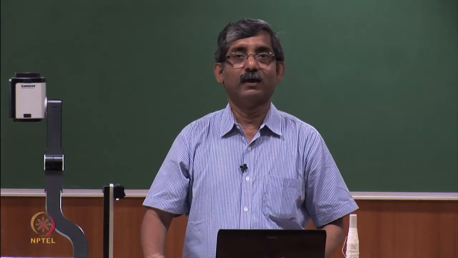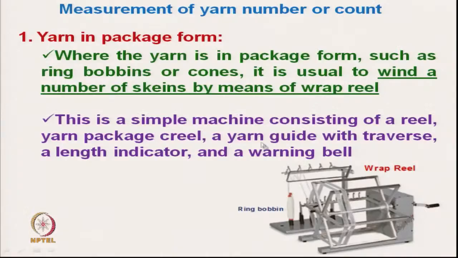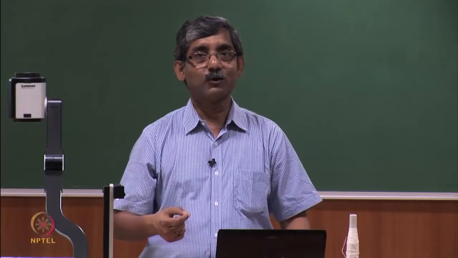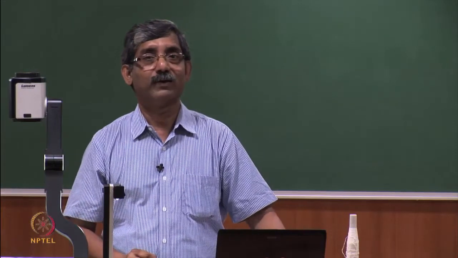There is also a yarn guide system, and this guide system has a little traverse. It moves sideways a little bit, gradually. The idea here is that while wrapping, the length of every wrap should be almost the same.